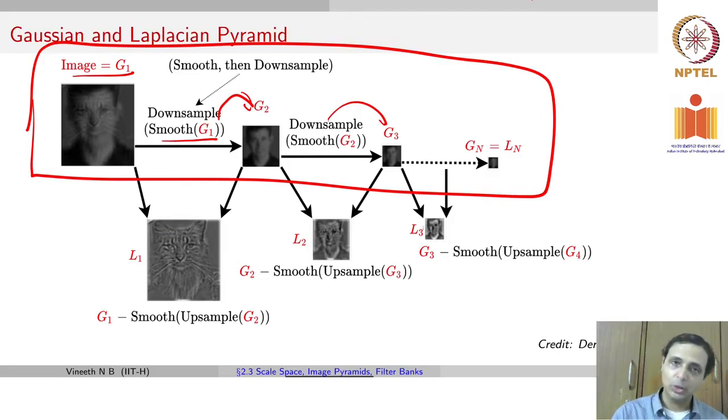There is also another way of getting another kind of a pyramid called a Laplacian pyramid, which is obtained by, you take G1, which is your original image.